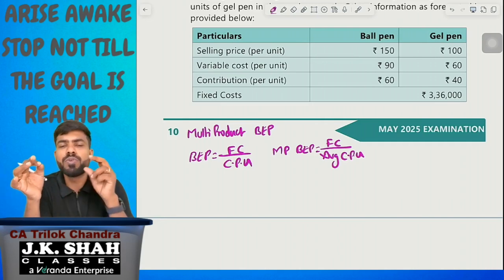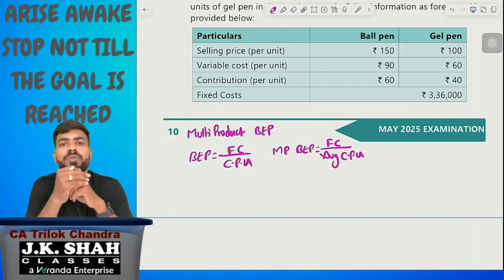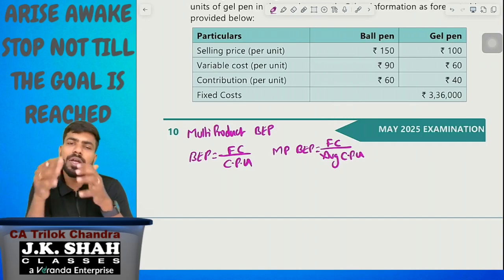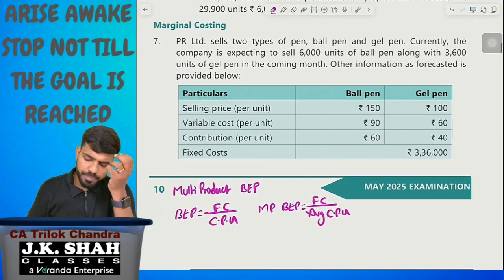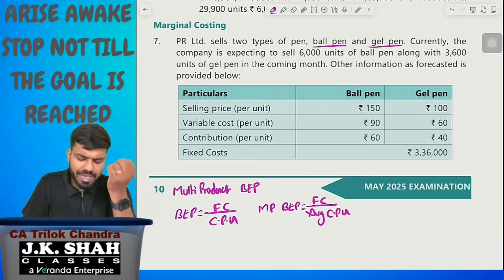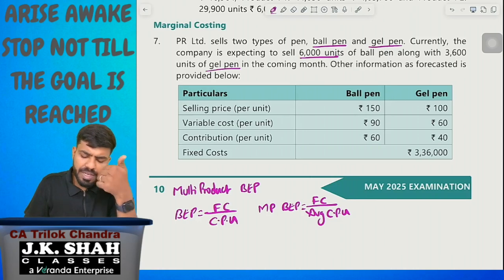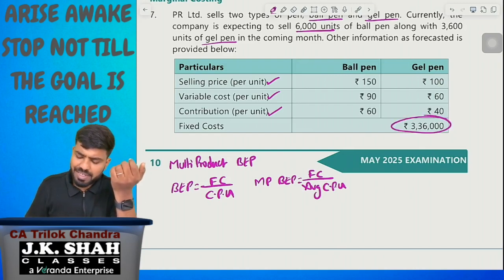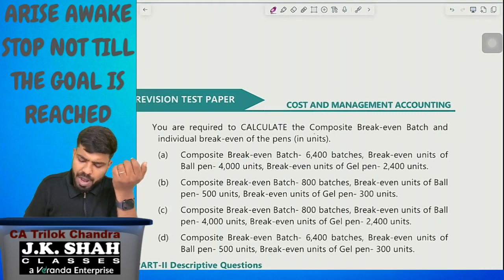How to take the weighted average: units produced by each product into contribution per unit. We'll get the total contribution divided by number of units, and we'll get the average contribution per unit. Look into the question. What is given? PR Limited sells two types of pens, ball pen and gel pen. Currently, the company expects to sell 6,000 units of ball pen along with 3,600 units of gel pen in the coming month. Other information as forecasted is provided below: selling price, variable cost, contribution per unit. Fixed cost is totally 3,36,000.